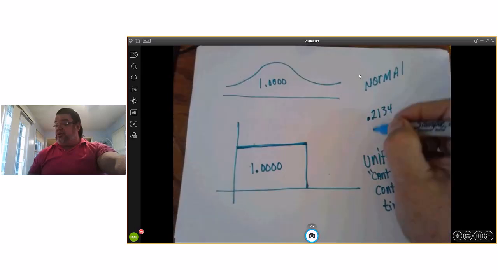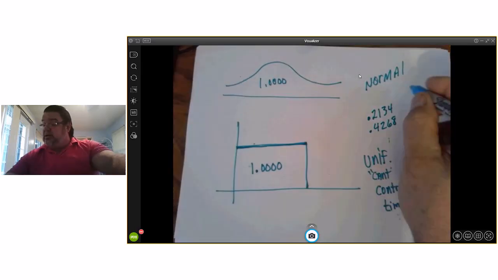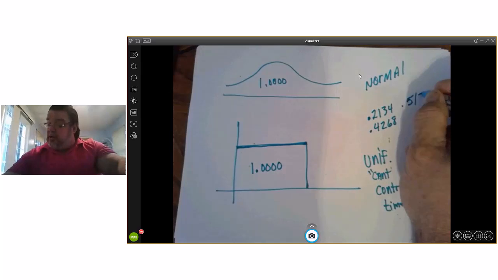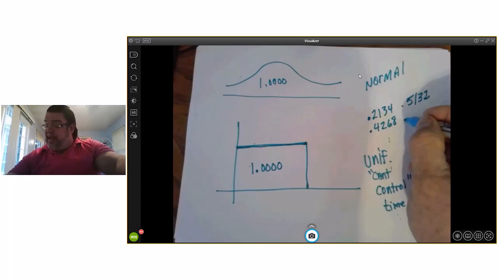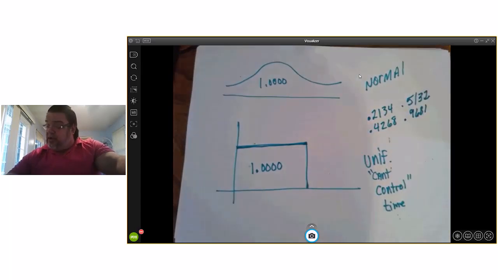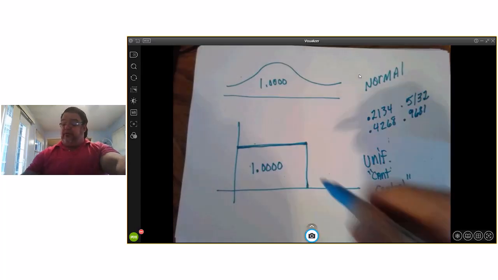If you see 0.4268, you know that's an area. If you see 0.5132, you know that's an area. If you see 0.9681, you know that's an area. Anytime in this chapter you see 4 digits, 4 decimal points, you know that's an area. 2 digits is z-scores. Okay? But we're not going to worry about z-score right yet because we're in uniform. So the area under this curve is 1.